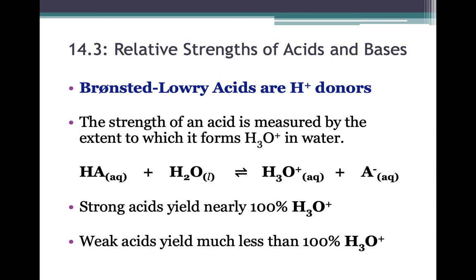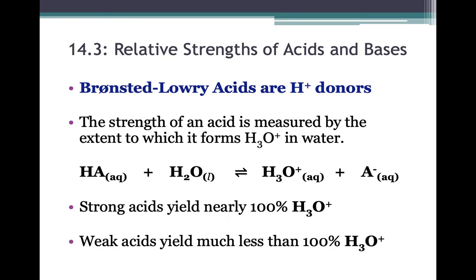So the strength of an acid is not really its concentration. That's how much is in there. Strength is how much of it, when in water, breaks into a hydrogen ion and the anion. If we have a strong acid, that equilibrium will lie far to products and it will ionize or dissociate nearly 100%. Weak acids are much, much less than that.